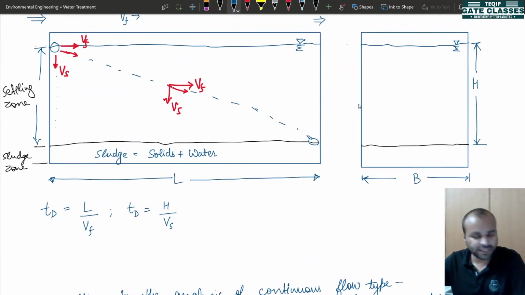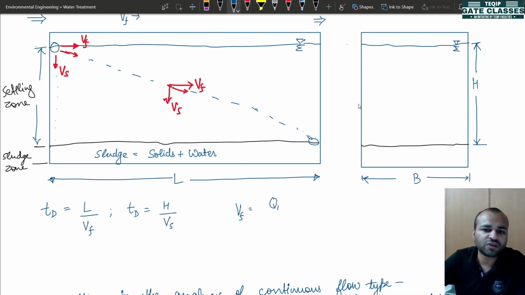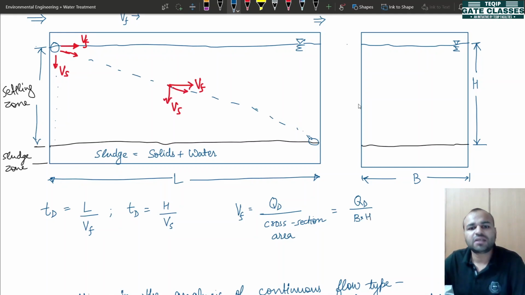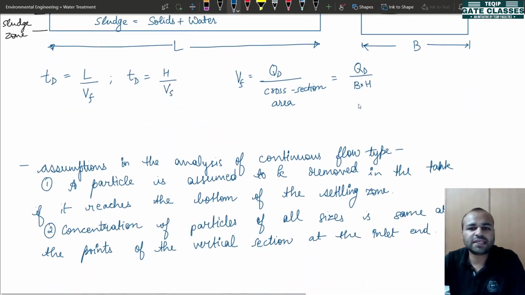And how can we calculate the flow velocity? Or otherwise, we can calculate the area using the flow velocity. Flow velocity is given, then we can take the design discharge value and find out the cross section area using this. We will find the cross section area, which is nothing but QD by B into H. So this will be easily found.